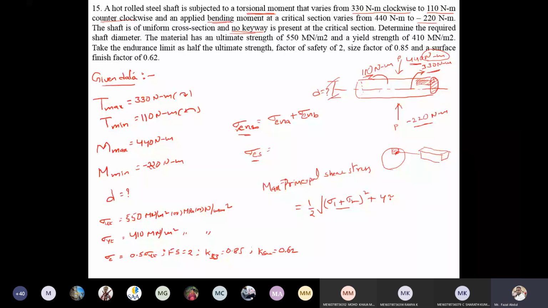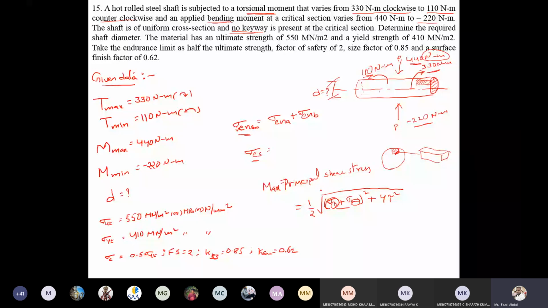Okay, now what does this mean? Stress 1 for this problem, sigma 1 you can consider as axial and sigma 2 as bending, or otherwise, 1 as bending and 2 as axial. Now in this problem, only bending load is given. There is no axial load. So for that, I am considering any one.